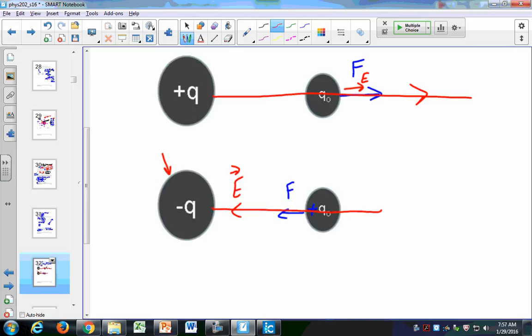So if ever we want to know the direction of the electric field, in a similar way as we did with Coulomb's law, we imagine a positive test charge and ask ourselves, what is the direction of the force that the positive test charge will feel?